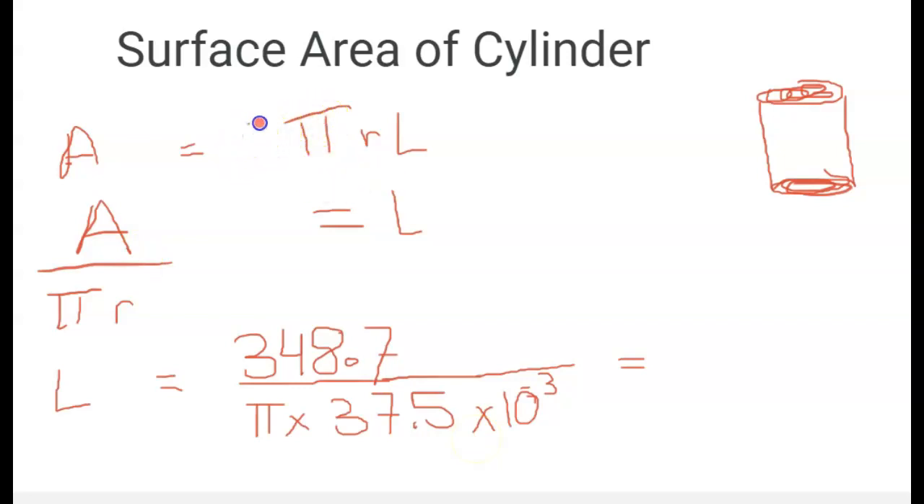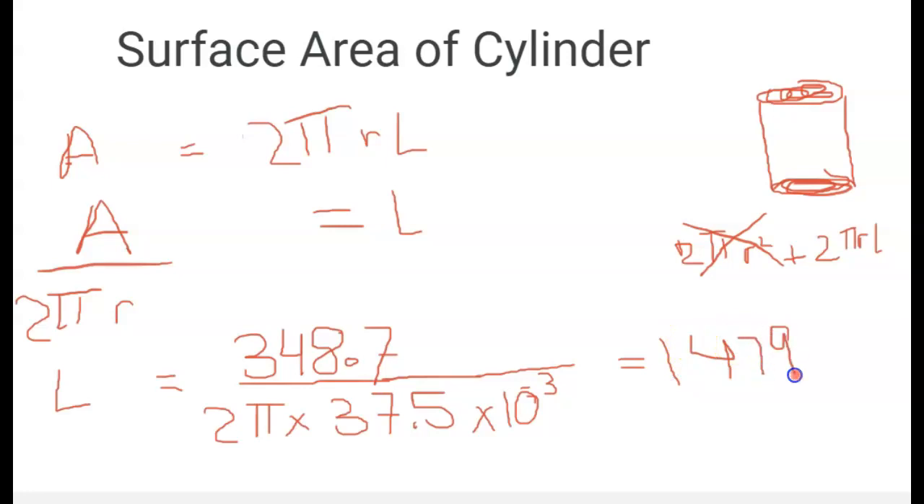Okay, for the surface area of the cylinder, there should be a 2 there because the formula is 2 pi r square plus 2 pi r L. So this one disappears because I'm not taking the top and the bottom. So the 2 will come here, and if we put the values, we will get an answer. Yes. So the length will be 1479 meters.